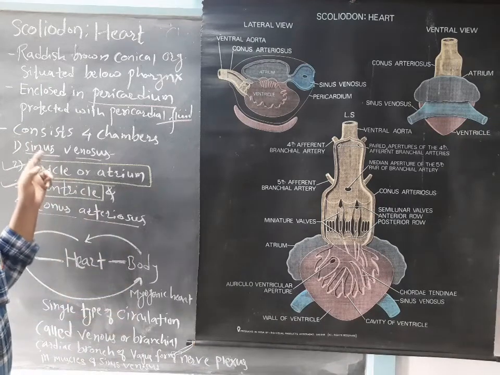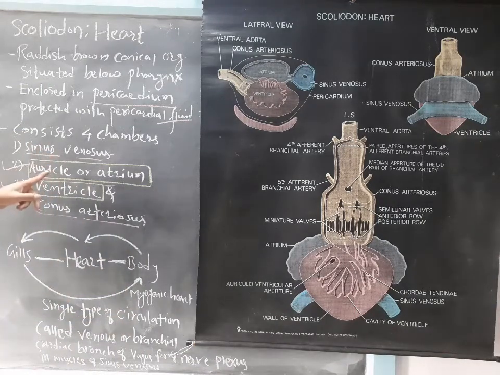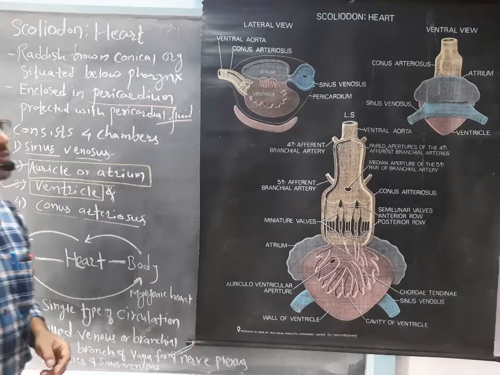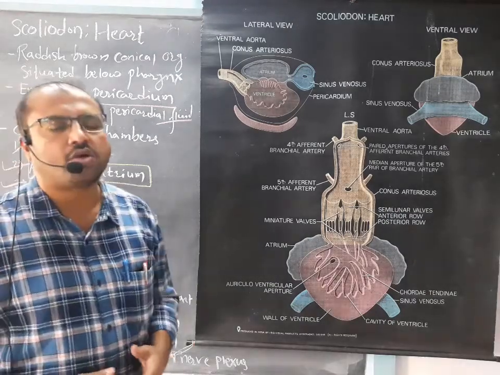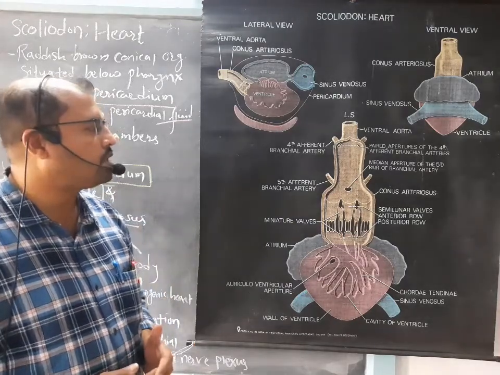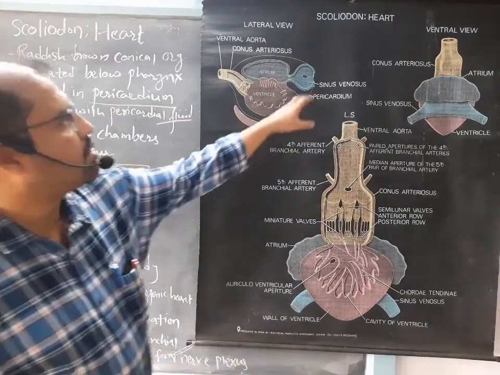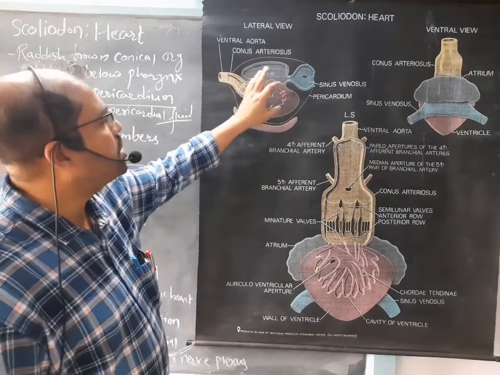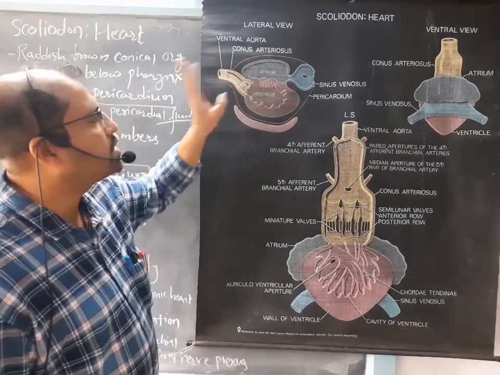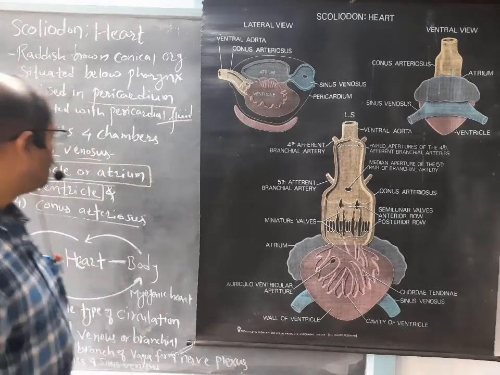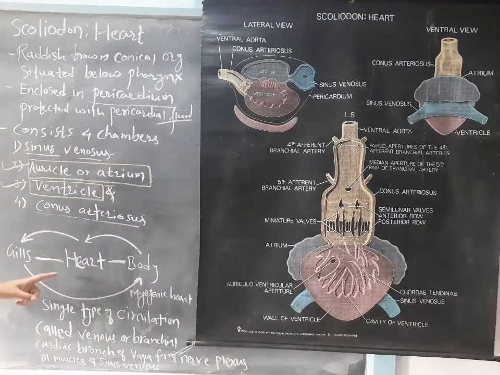So these are the four chambers of the heart of Scoliodon: sinus venosus, auricle or atrium, ventricle, and conus arteriosus. If we look at the circulation, or the pumping and working of the heart, this lateral view gives information about how the blood comes and passes from the heart. First of all, we'll see this figure, which shows from where the heart receives the blood.